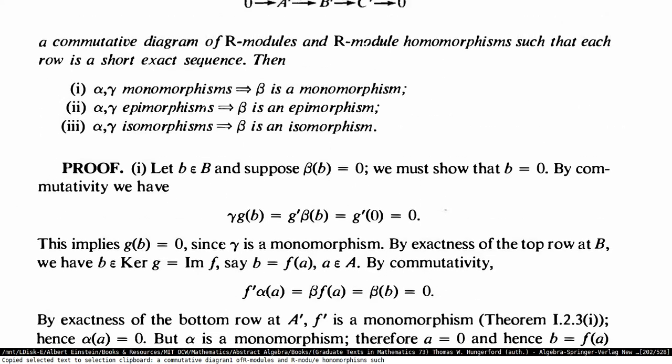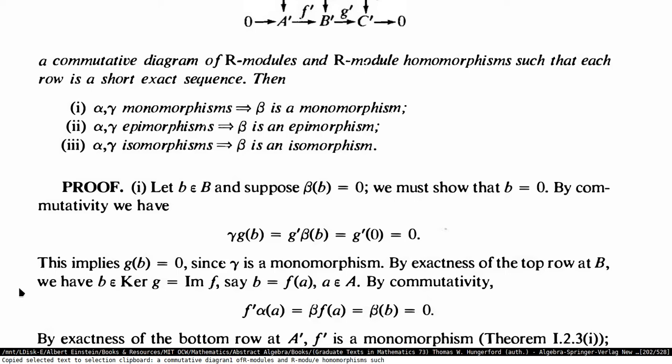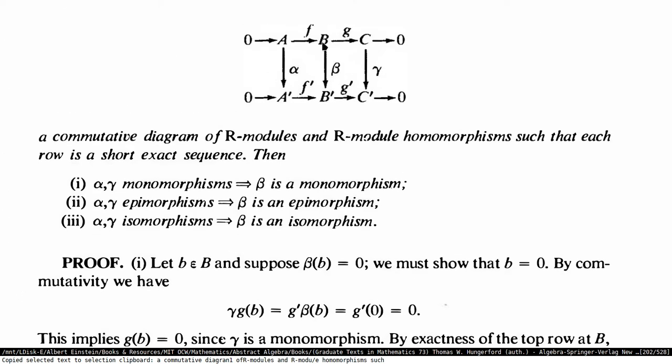Okay, so you take an element b from the module B. Suppose that beta of b gives you 0, right? So we have to show that b itself is 0, because that'll prove that beta is a monomorphism: if beta of b is 0, then b is 0. That is to prove that it is injective.